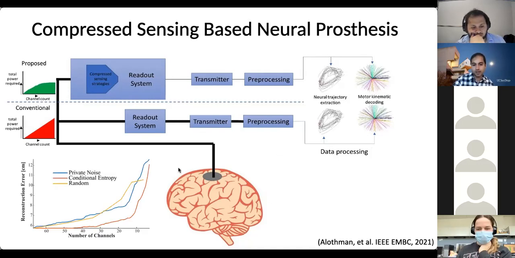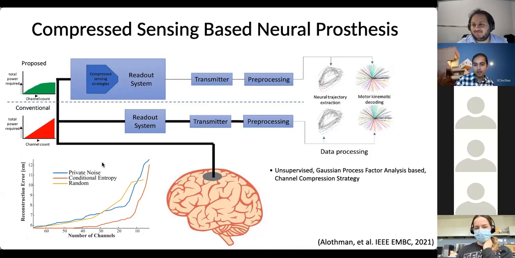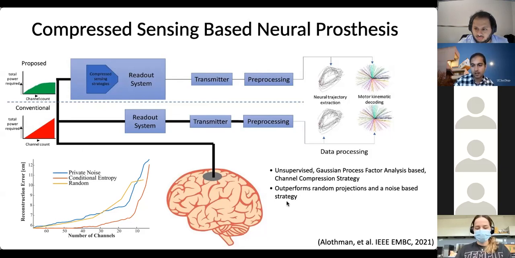And so we do this by applying methods and insights from compressed sensing. And the key idea is that we want to reduce the number of channels while minimizing the reconstruction error loss. It's important to note that this idea has come about before in the idea of channel dropping. Here we are generalizing that idea to the concept of combining channels to more intelligently compress the data. And so to date, we've developed an unsupervised Gaussian process factor analysis-based channel compression strategy that you can read about in the paper. And we find that it outperforms the naive strategy that's typically used in compressed sensing, which is known as random projections, as well as another slightly less naive strategy that we've looked at.